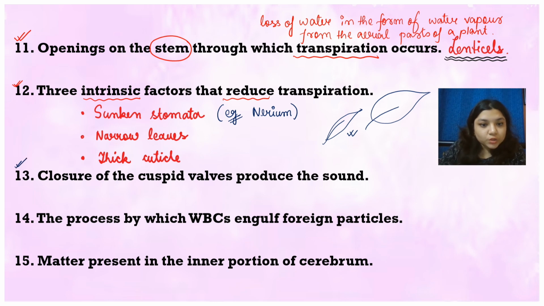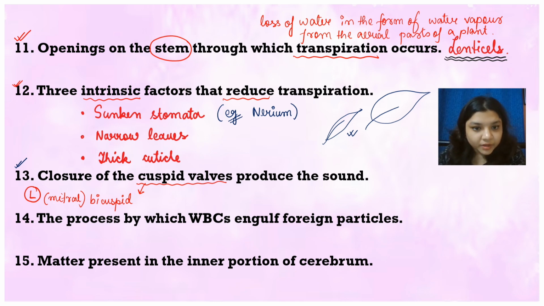Third, closure of the cuspid valves produce this sound. So when I'm talking about cuspid valves, two of them are present. One is your bicuspid valve. Bicuspid valve is also known as the mitral valve. This one is present on the left side of the heart, between the left auricle and the left ventricle. And the other cuspid valve that we have is the tricuspid valve. This one is present on the right side of the heart. Okay? So the closure of these valves will produce the sound lub.